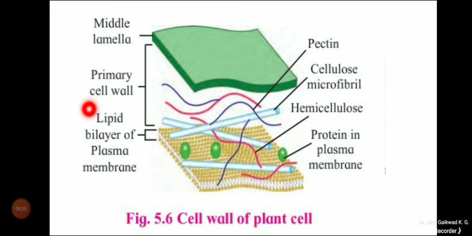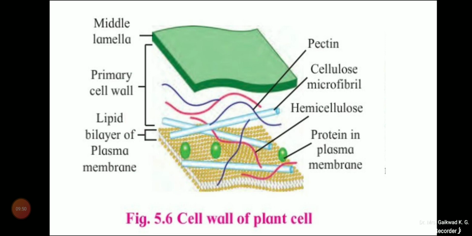The primary cell wall in a young plant cell is capable of growth. It lies inside the middle lamella. Next to the middle lamella, which layer is there? That is the primary cell wall. It is the only wall seen in the meristematic tissue, mesophyll and pith. Apart from that, it is not seen.